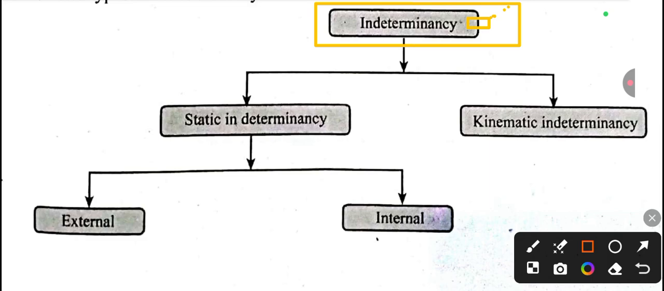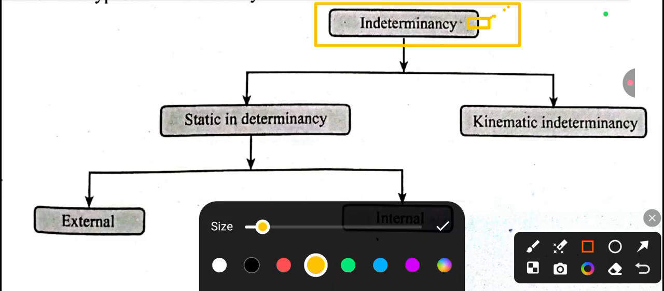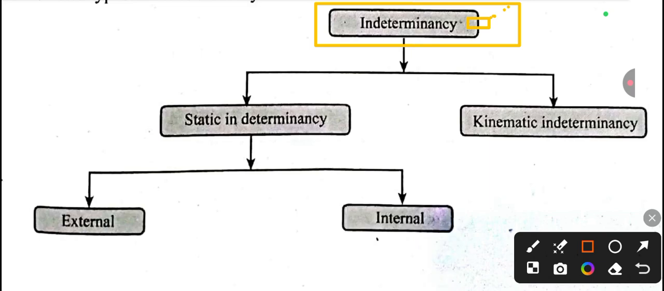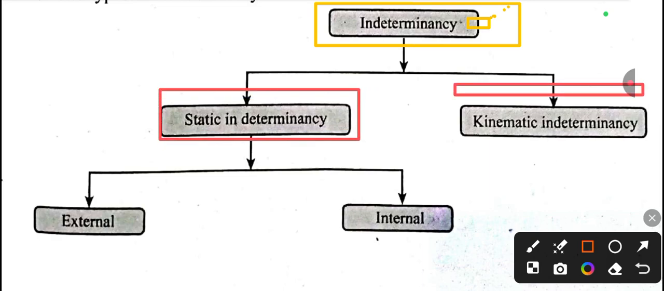First one is static indeterminacy and another one is kinematic indeterminacy. So types of indeterminacy are static indeterminacy and kinematic indeterminacy. Indeterminate structure is these two types. Further, static indeterminacy has two different types. You can see here, first one is external indeterminacy and another one is internal.